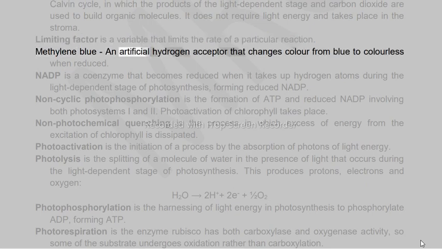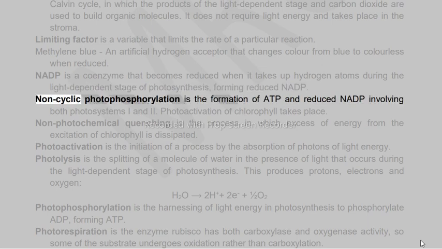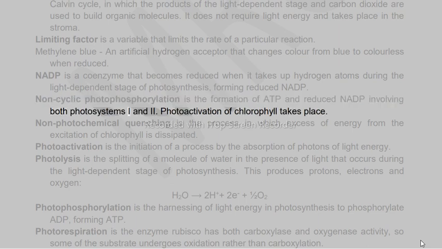Methylene blue is an artificial hydrogen acceptor that changes color from blue to colorless when reduced. NADP is a coenzyme that becomes reduced when it takes up hydrogen atoms during the light-dependent stage of photosynthesis, forming reduced NADP. Non-cyclic photophosphorylation is the formation of ATP and reduced NADP involving photosystems 1 and 2. Activation of chlorophyll takes place.